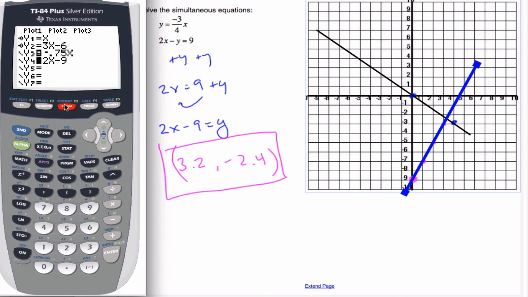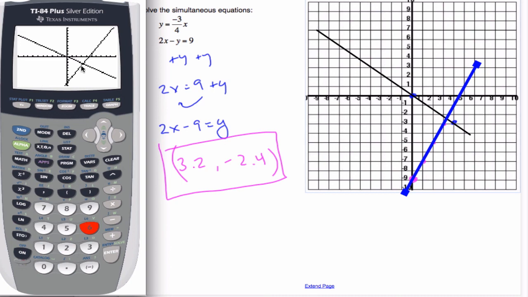So I'm going to zoom to our standard window. And there's our point of intersection. We'll find the intersection. And again, I had 3.2 and negative 2.4. Looks good.